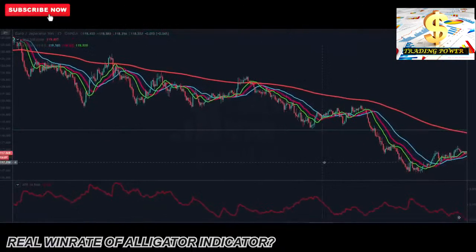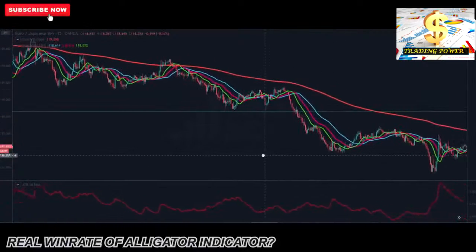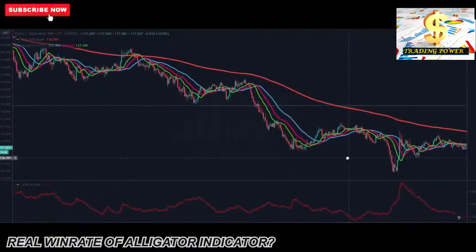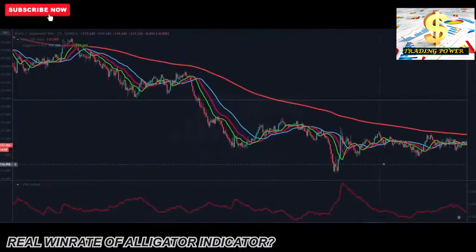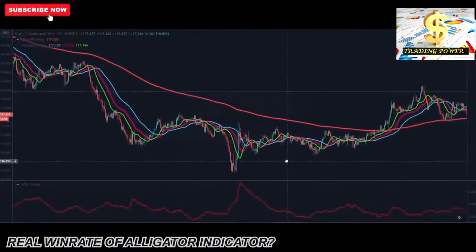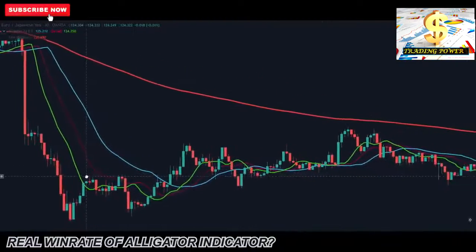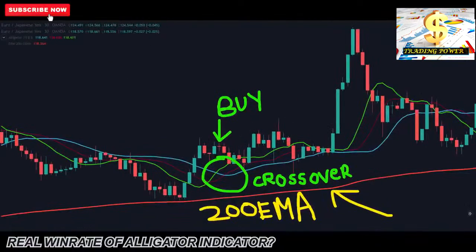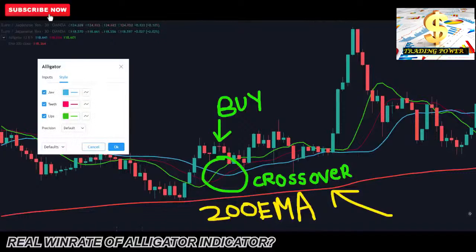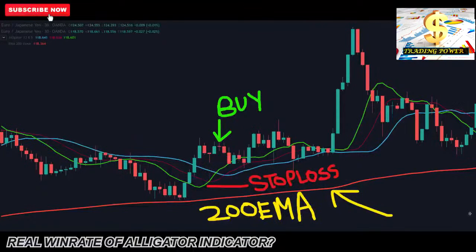If the price is above the 200-period moving average, we will only look to buy. And if price is below the 200-period moving average, we will only look to sell. So, here's how our modified alligator indicator strategy goes. When price is above the 200-period moving average, and we see the lips line crossing above the jaw and the teeth, and the price is above all three lines of the alligator, we will buy as soon as the crossover happens. Set your stop loss just below the crossover.